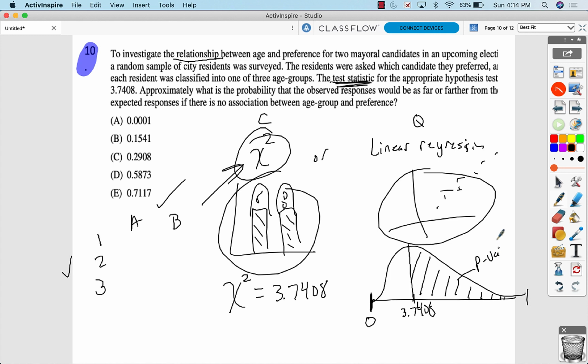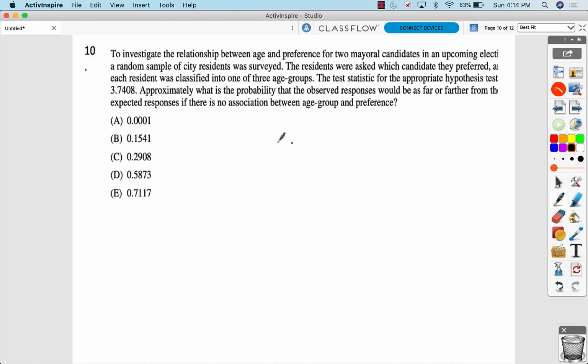If you draw a line to the top, this is the p-value right here. That's what they're looking for. So how do you find this? Let me get rid of some of this stuff. You're going to do chi-squared CDF.